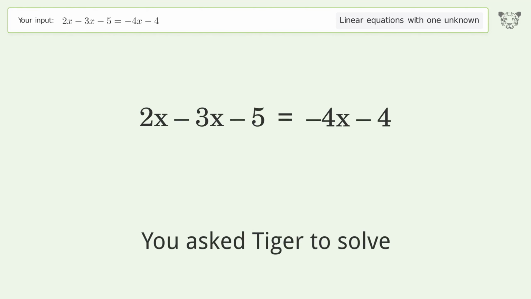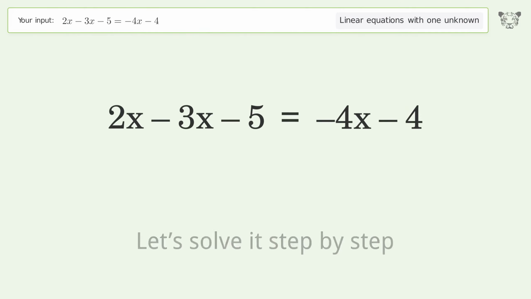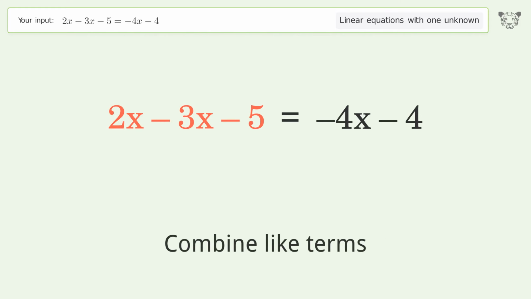You ask Tiger to solve. This deals with linear equations with one unknown. The final result is x equals 1 over 3. Let's solve it step by step. Simplify the expression. Combine like terms.